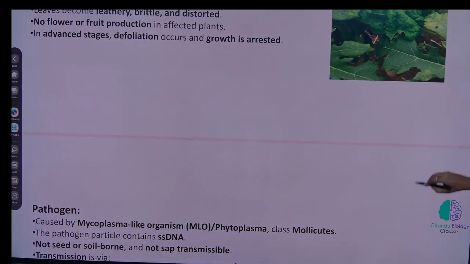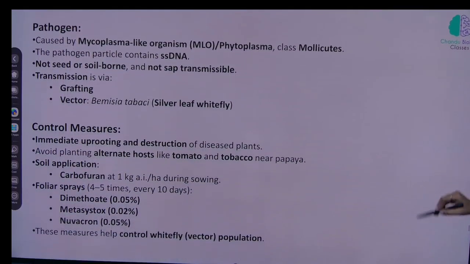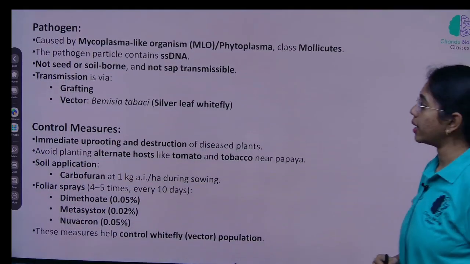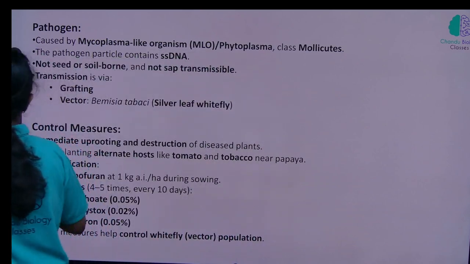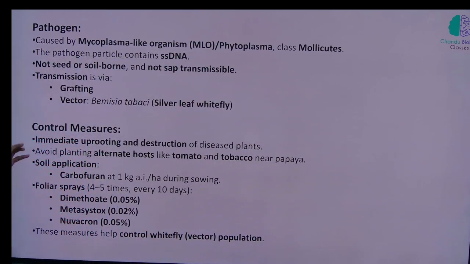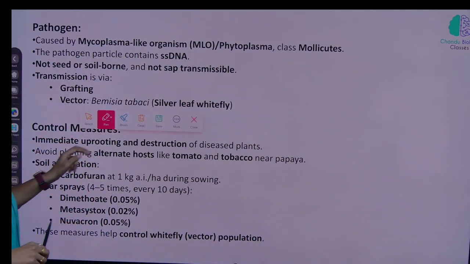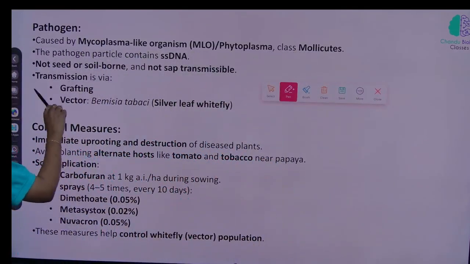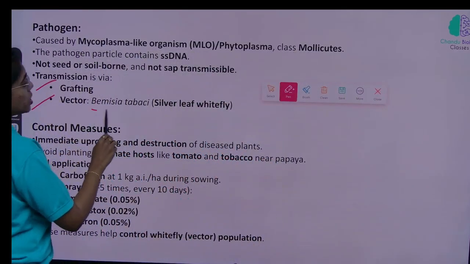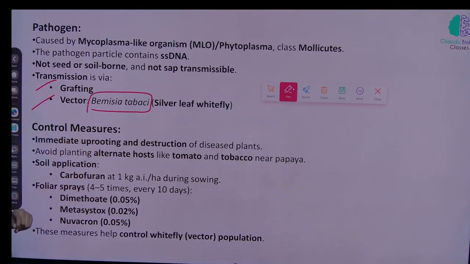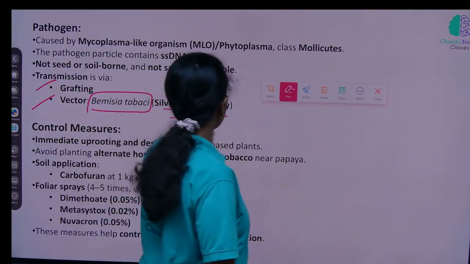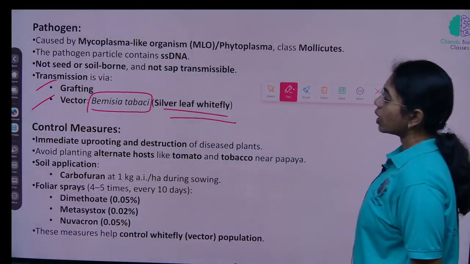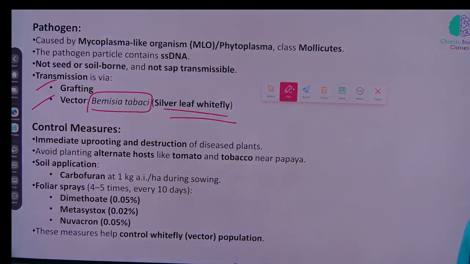Pathogen: a mycoplasma-like organism which has single stranded DNA, is not seed or soil borne, and is not sap transmissible. Transmission is via grafting. The vector is Bemisia tabaci, which is the silver leaf whitefly. This is the vector of this disease. Control measures you can note down.